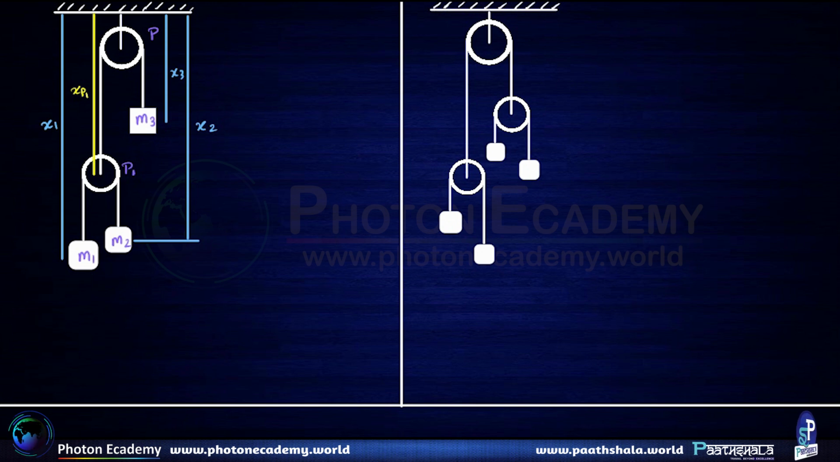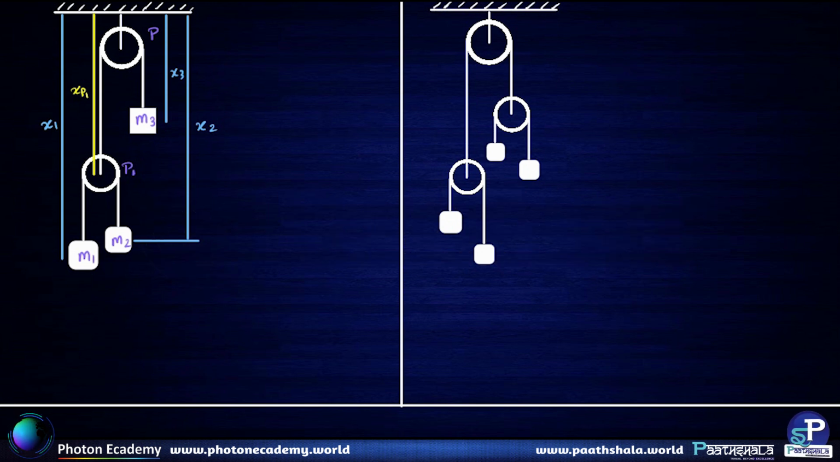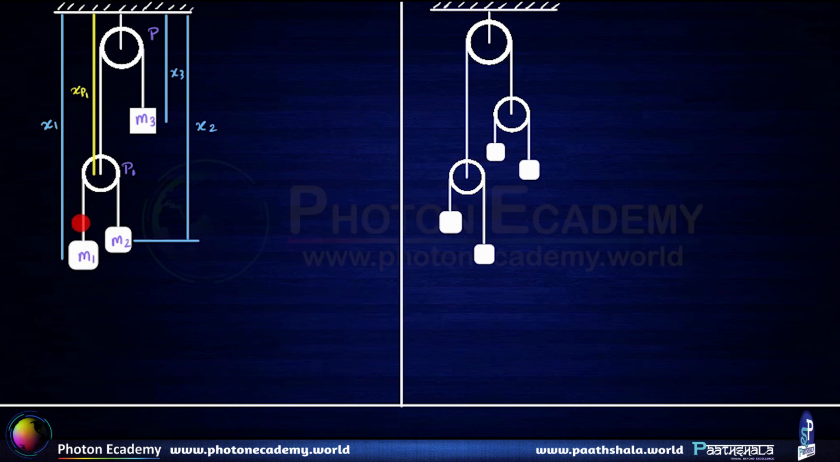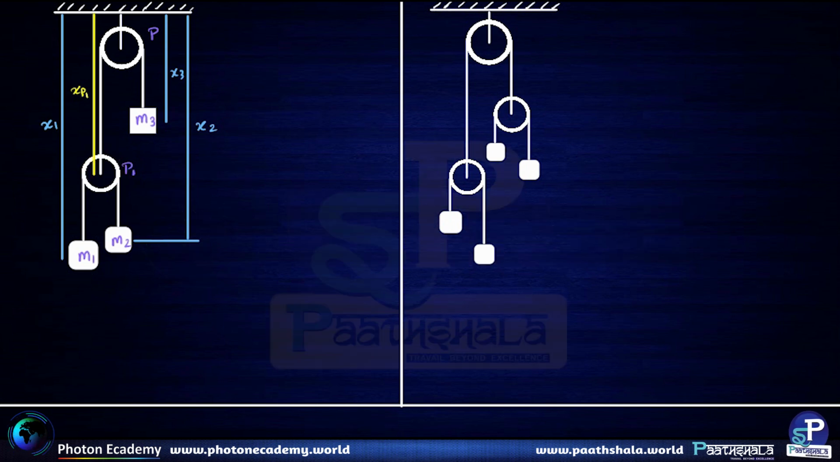Now, while writing the constrained motion equations, we need to conserve the length of the string. So as you can see over here, this string that passes over the pulley P1, its length can be calculated as x1 minus xp1, which is this part. The left hand side part can be said to be x1 minus xp1. This right hand side part can be said to be x2 minus xp1. And the part that passes over the pulley is constant, that is pi r, that will get differentiated out to be 0. So we are not going to bother about that particular part.